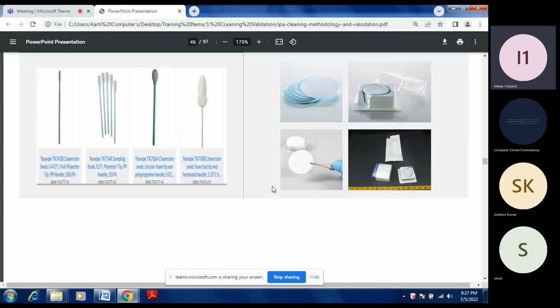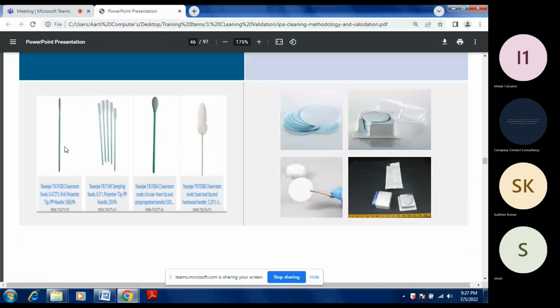Okay, and now these are the swab sticks. Generally, Texwipe swab sticks are used in most pharma industries. It is also approved by the FDA. The FDA also recommends that the Texwipe is better for collecting the swab.